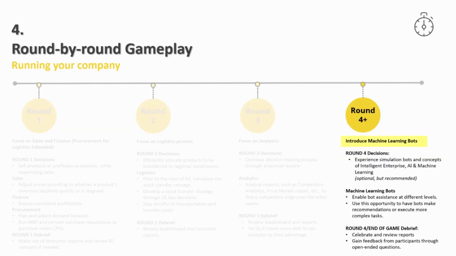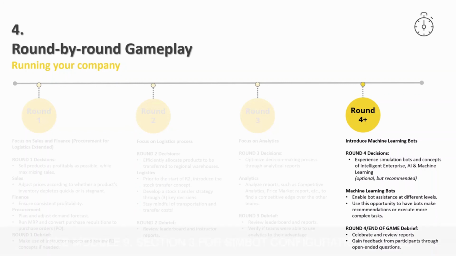Round 4 gameplay. Machine learning bots. Round 4 introduces concepts of ERPsim's machine learning bots. This is an opportunity to showcase the combined features of machine learning and intelligent robot process automation, as well as intelligent enterprise. This introduction is optional, but strongly recommended.